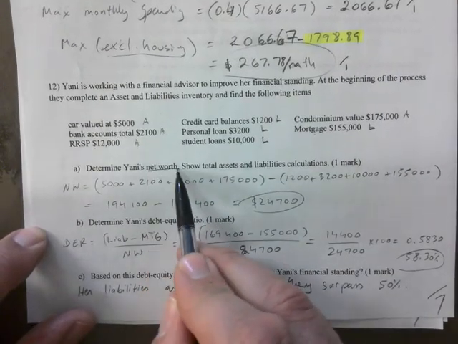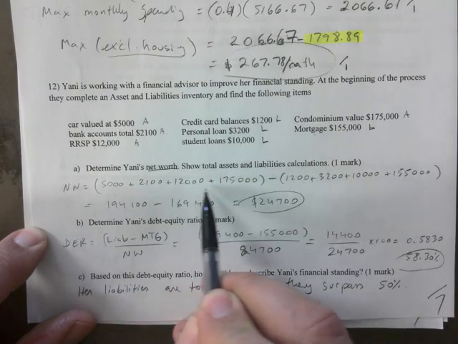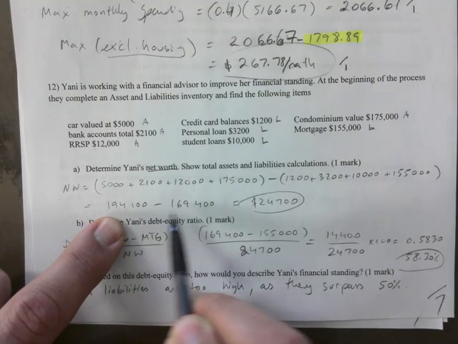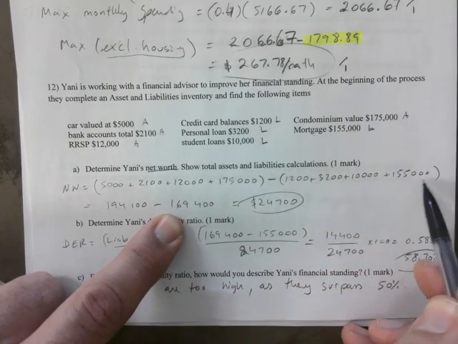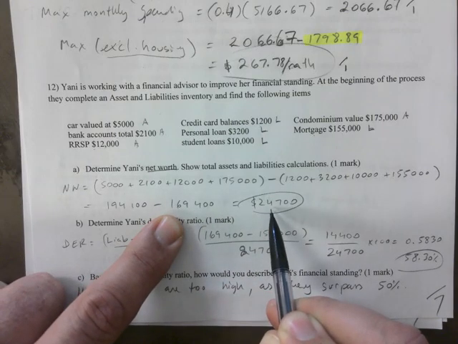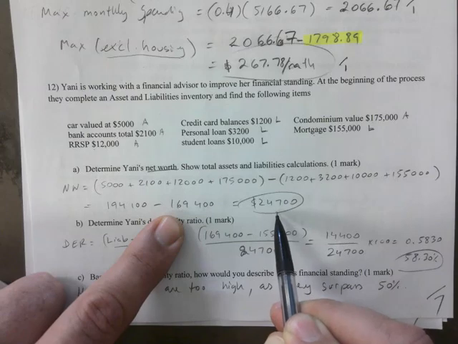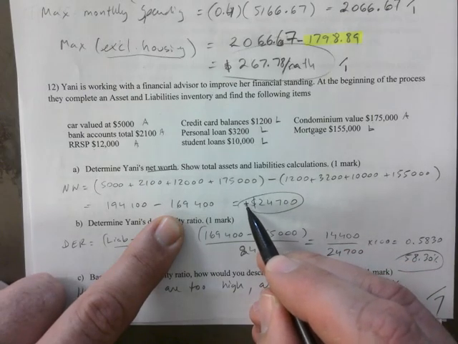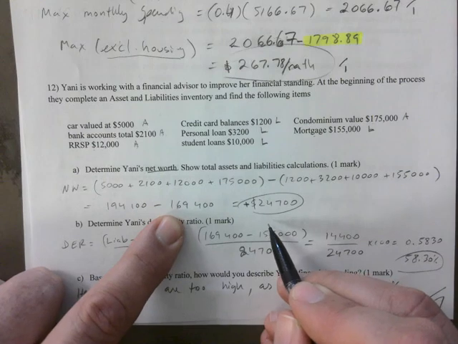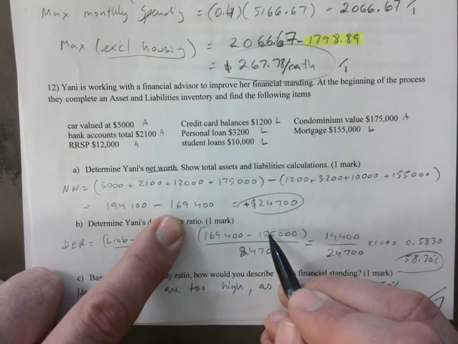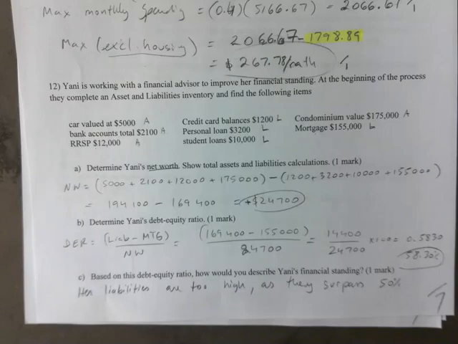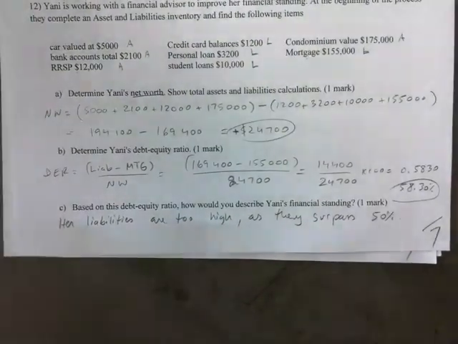So to figure out the net worth, I add up all my assets, which is 194,100, and I subtract all of my liabilities. If I add up my liabilities, I get this number. So this person's net worth is 24,700. It is positive, I should say. If you do this correctly and you get a negative net worth, it just means that you owe more than what you own, right? So that's not a good thing. So watch that. So that's your net worth, 1 mark for that.